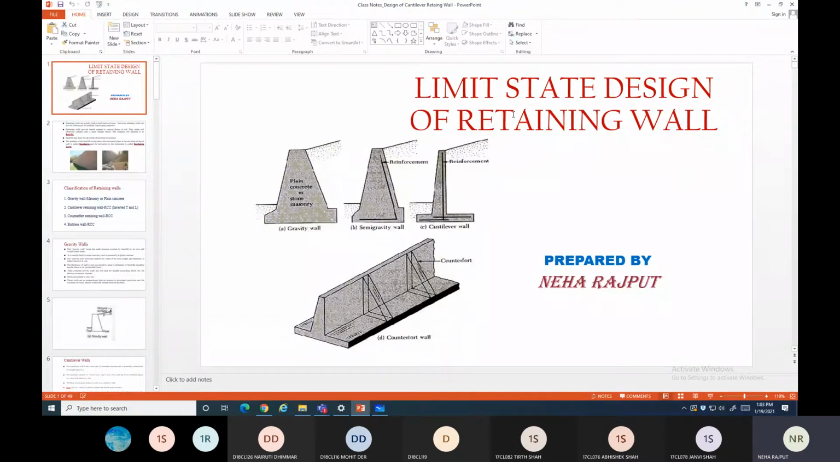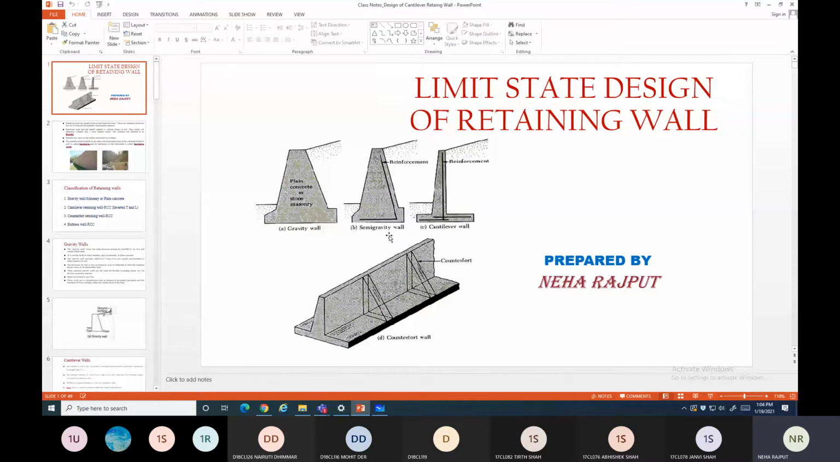So this is limit state design of retaining wall. As the figure shows, there are different varieties of retaining wall. The very first is the gravity wall, which is made up of concrete, plain concrete or stone masonry. It is a gravity wall because it sustains the external load with its own weight. That's why it is known as gravity wall.